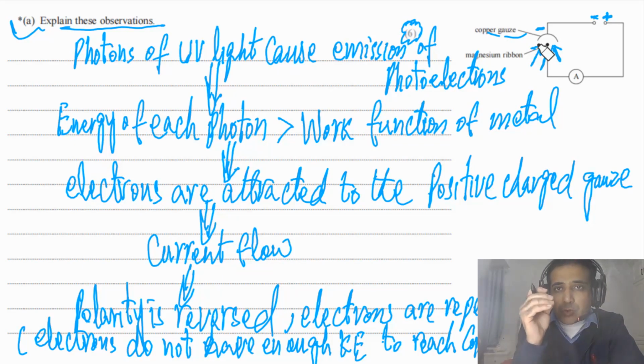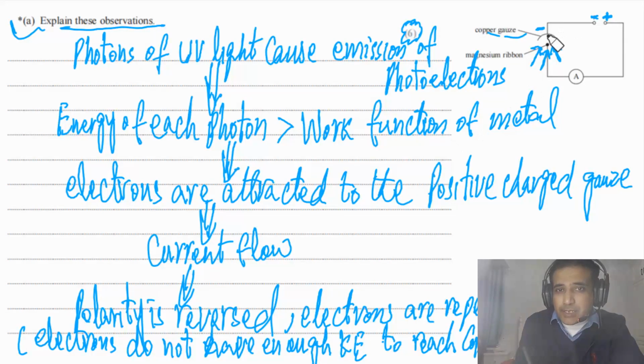First of all, photons of UV light cause emission of photoelectrons. Then we can say what is the condition for emission of photoelectrons. Energy of each photon has to be greater than work function of metal. And then we can talk about the polarity.